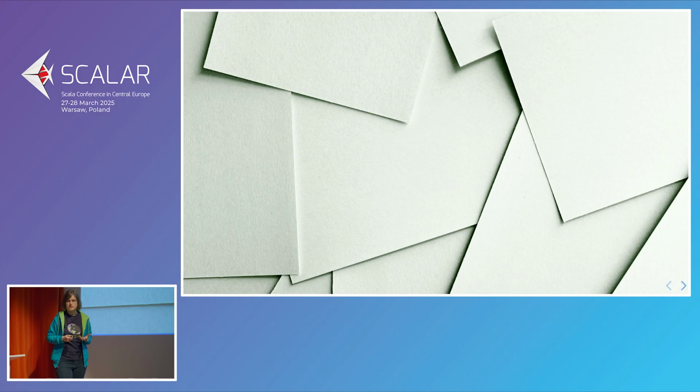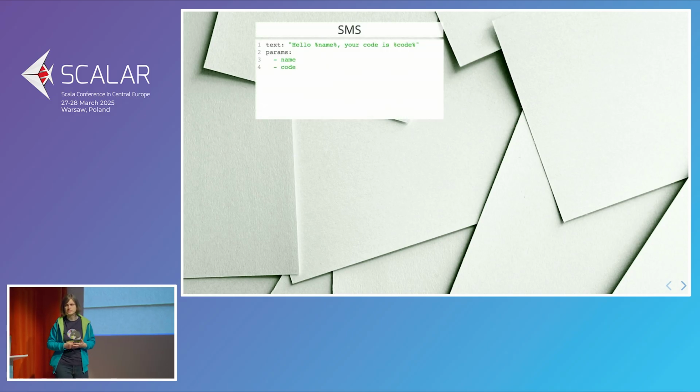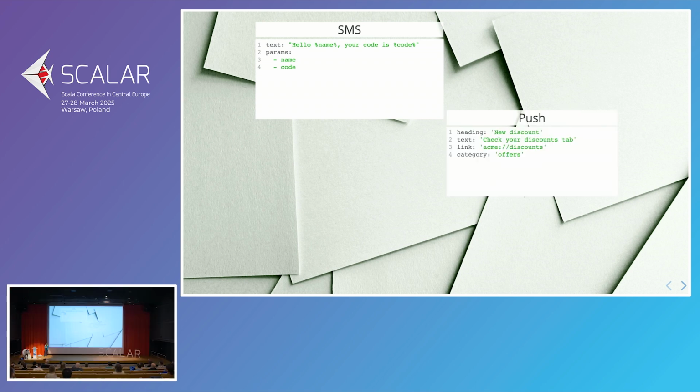So how do we envision the templates so that they're simple from the domain team's point of view? The SMS template is the simplest of them all. It just basically has the text, and then it can have some parameters that you fill in at runtime. The push notification template has a bit more fields because it has the heading and the text, and then it can have a link which directs you to a specific place in the app, and then it can have a category.